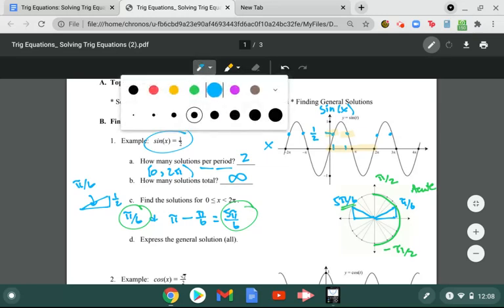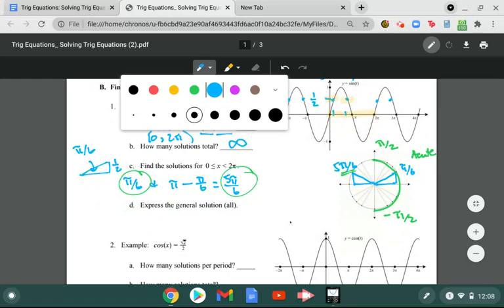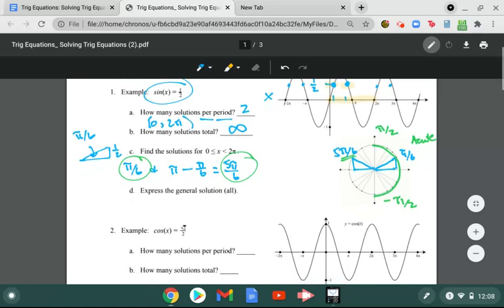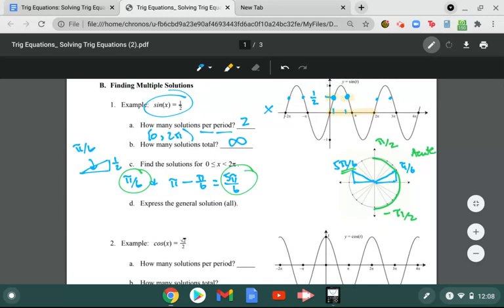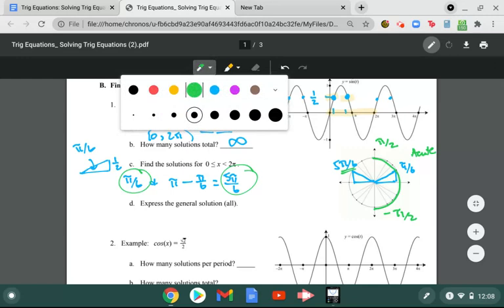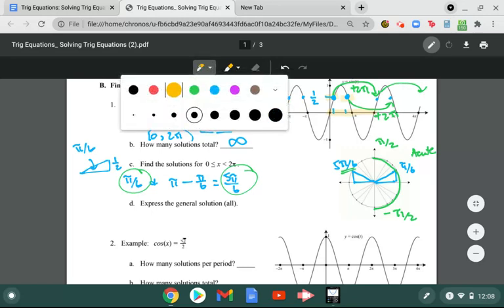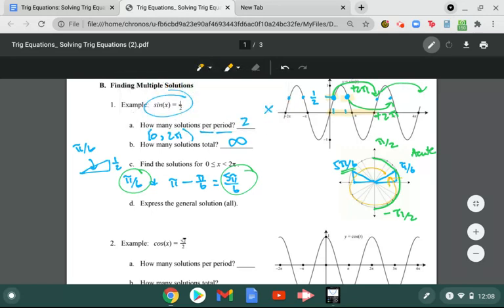From these two solutions, which I call our base solutions, they're the first two that we come up to in our first positive period, we want to express the general solution. Well, I'm going to come up with solutions every time I travel 2 pi. So plus 2 pi, plus 2 pi, and then it will happen again and again. Same thing on my unit circle. Every time I travel a full rotation, I'm going to end up with a coterminal angle, and that will happen with both of my solutions.